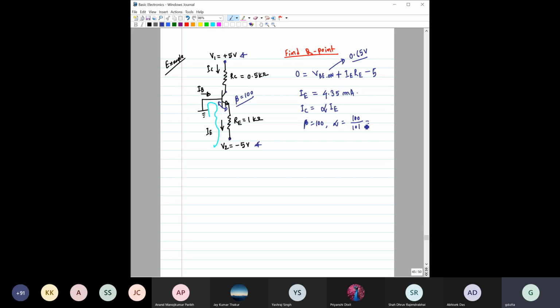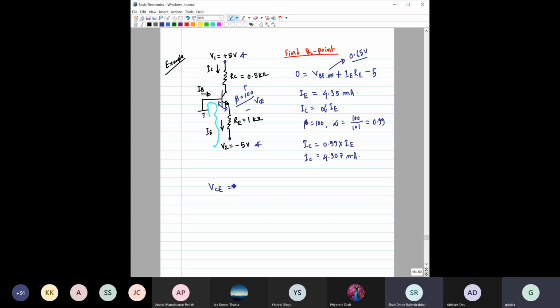Yes. And what will be this value? 0.99. Okay. If it is 0.99, then what would be the value of IC? 0.99 into IE, right? 4.307 milliampere, right? So you know now this IC. So if you know IC, then you can also find V of CE, right? So what would be the value of V of CE?